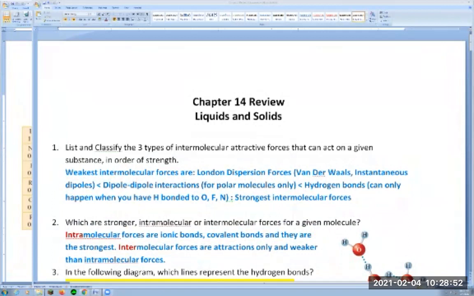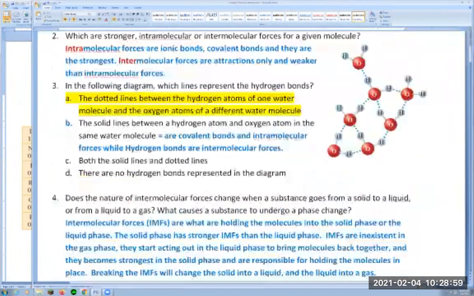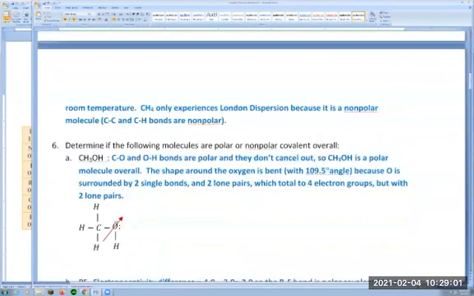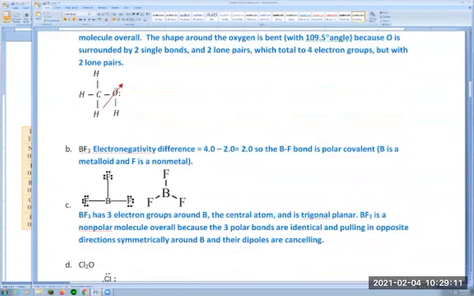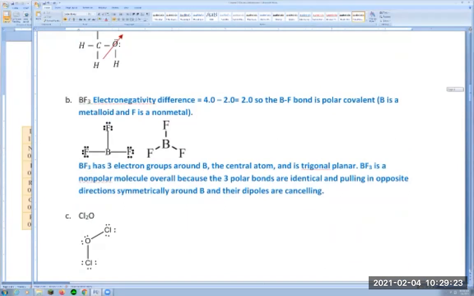Hello, so we will continue the chapter 14 review on liquids and solids. And we will start from question 6, where we left off yesterday or the other day. And we have done CH3OH and BF3. And so we need to do now Cl2O. And Cl2O was part of the chapter 12 review, and we did the Lewis structure. So I'm going to recall the Lewis structure here.